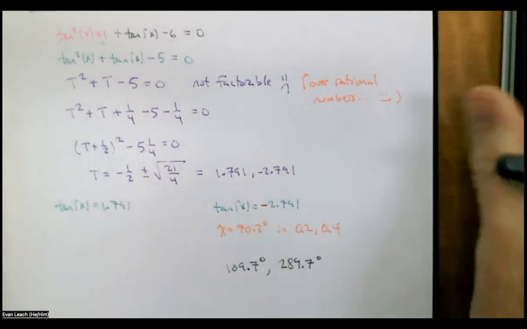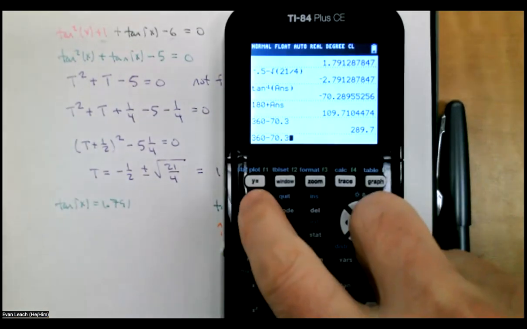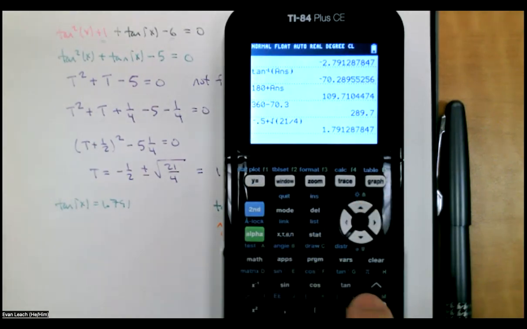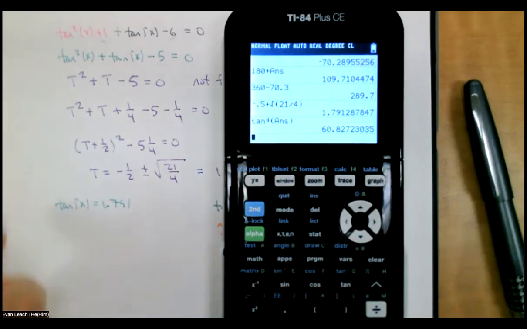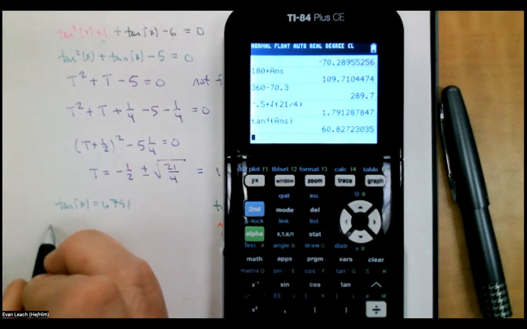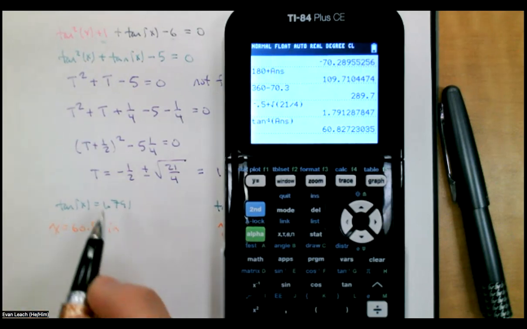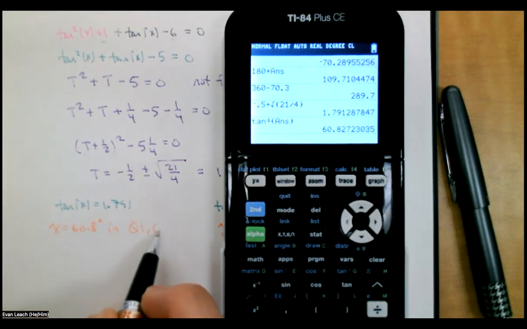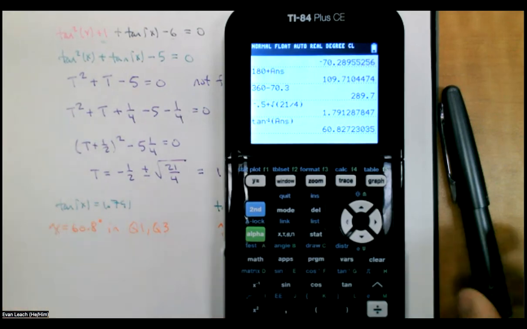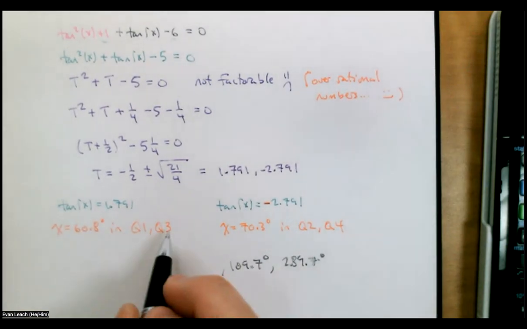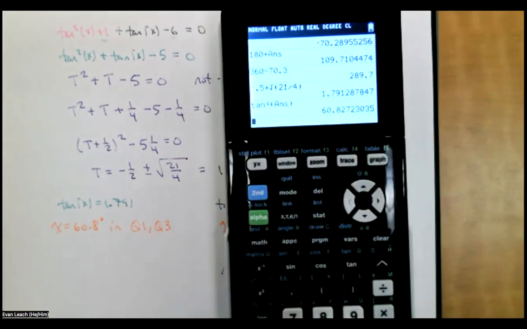And then from the 1.791, I want the tangent inverse of that. There's my reference angle of 60.8. And we're going to put that in the quadrants where tangent is positive. That's quadrant 1 and quadrant 3. So that gives us one answer of 60.8. And quadrant 3 will be 60.8 plus 180.